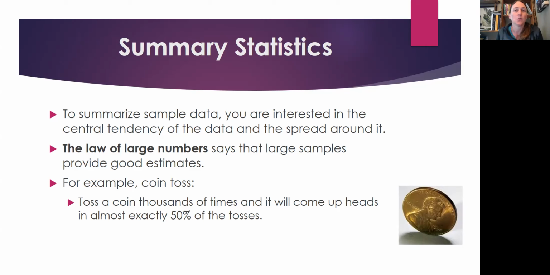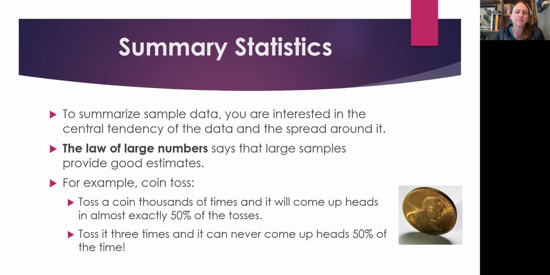You'll never get 50% heads and tails if you only toss the coin 3 times. This is why it's so important to have many, many replicates in your experiments. Okay? So this is, again, the law of large numbers, that to really get a good estimate of the central tendency of your data, or in this case, of the probability of a coin toss, you need to do things many, many times.